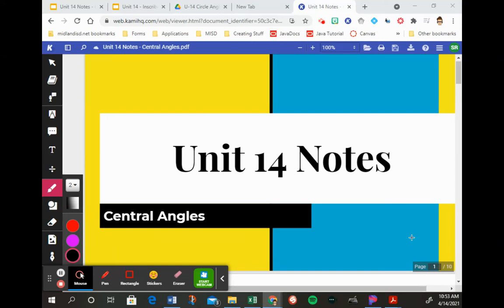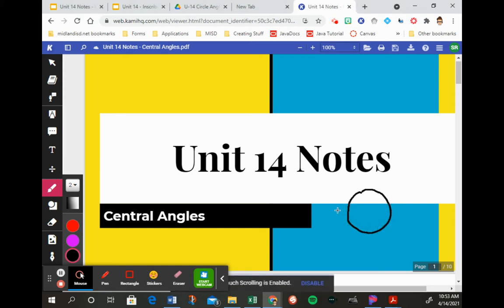Hey folks, it's me, and we're starting our next to last unit, Unit 14. The first part we're going to talk about is central angles. And we're back to circles. Central angles are the angles inside a circle that we've already looked at with arcs and sectors.